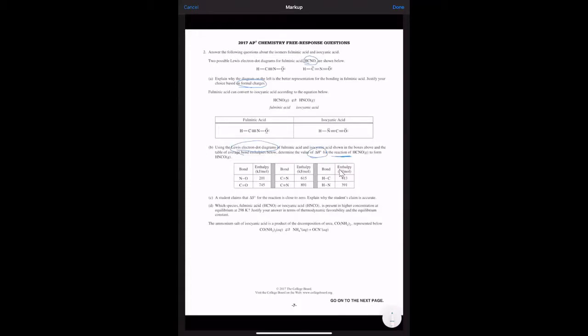So I will just write it down here. For the reaction involved here, instead of using the molecular form, I'm going to use the Lewis structure. So for the Lewis structure of formic acid, that is H-C.